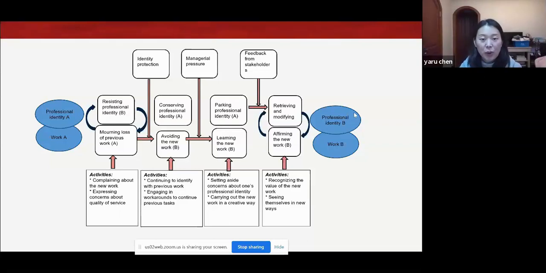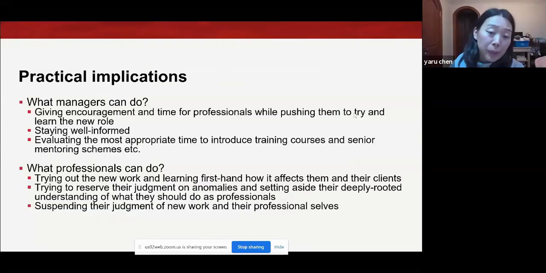And what I would like to mention as the last point is the practical implications from our research. So first of all, what can managers do in case of job redesign? We would suggest that managers should give encouragement and time for professionals while pushing them to try and learn the new role. So professional identity is a very difficult thing to change, and professionals have it for quite a long period of time, and it's not easy just to change overnight. So it needs time and it needs encouragement from the managers.